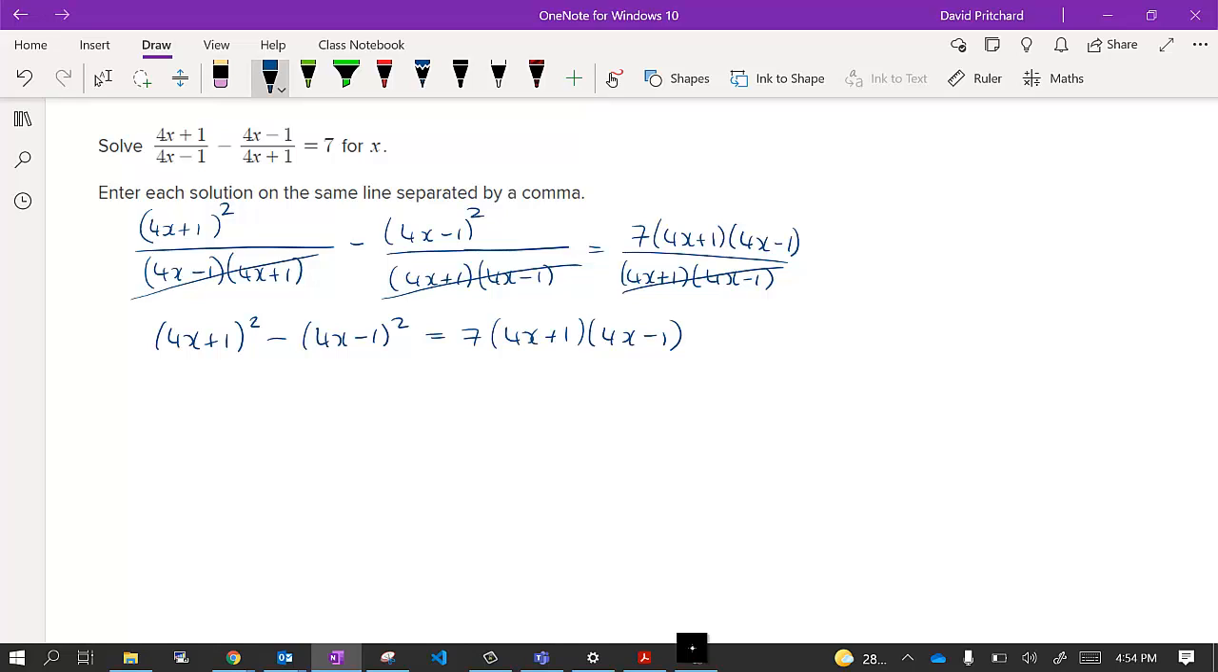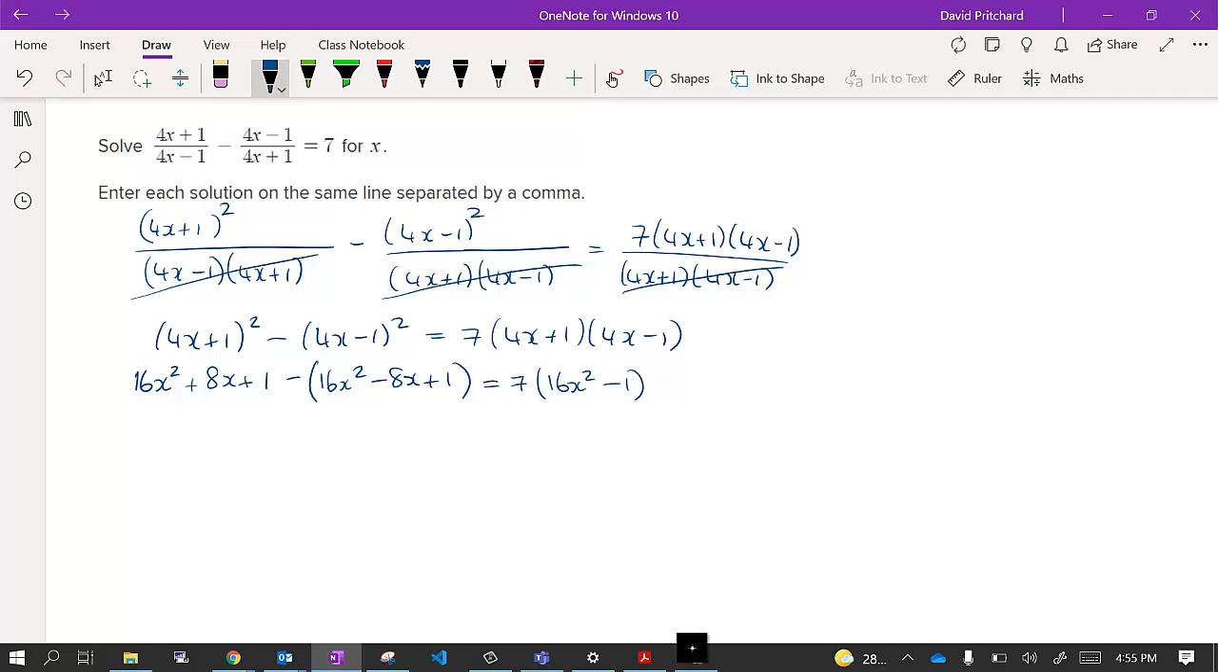So this being a perfect square, we're going to have square of the first, so that's 16x squared. 2 times a times b, so that means we've got 2 times 4x times 1, which will give us 8x plus 1 squared, and then we'll subtract this perfect square, which will be 16x squared take 8x plus 1. And on the other side, we've got 7 multiplied by difference of perfect squares, so that will be 16x squared take 1.